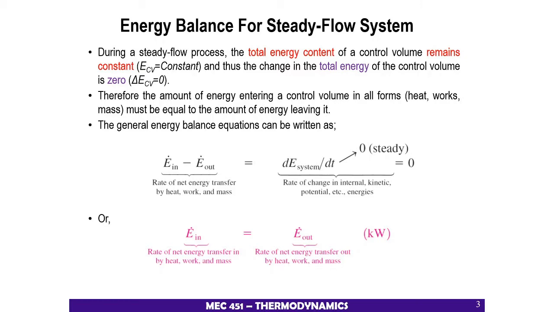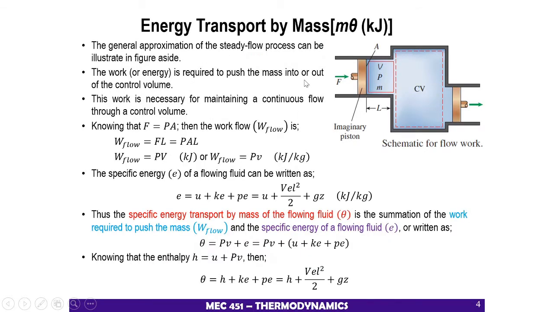So the general energy balance equation can be written as energy in minus energy out is equal to the change in the system divided by time. As we assume the system is in steady state, this transient term is 0. Thus we have total energy in is equal to total energy out. So, energy transferred by mass.